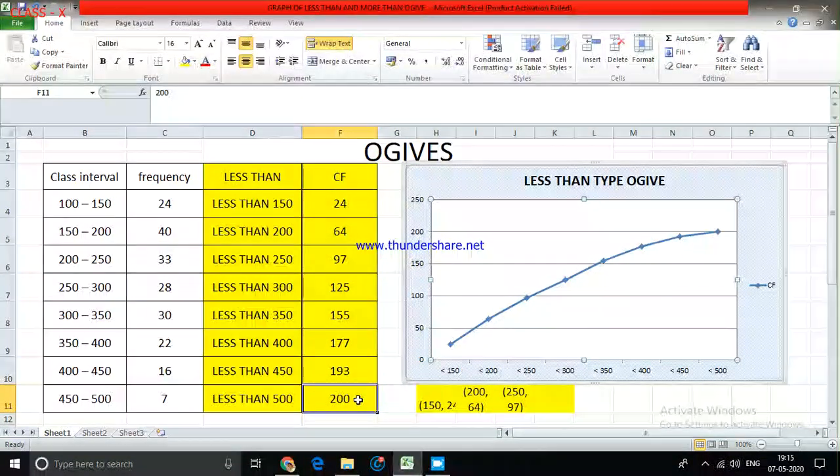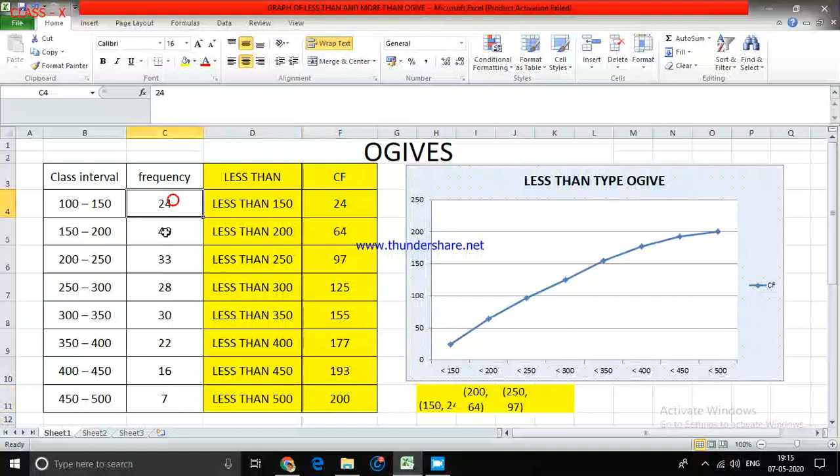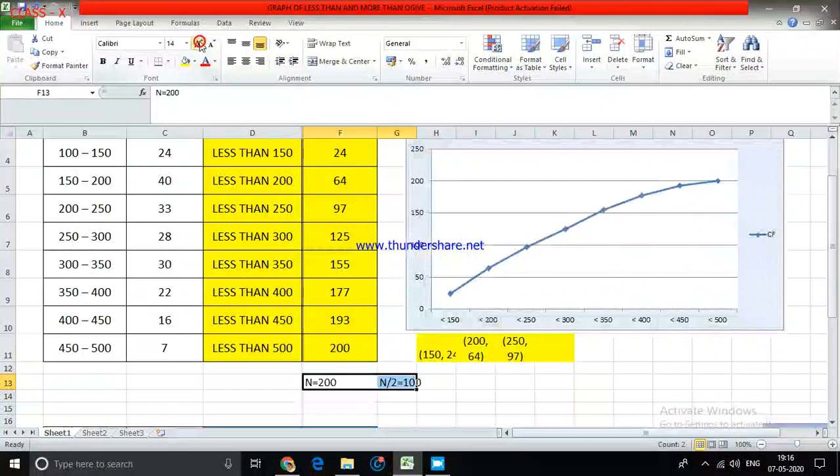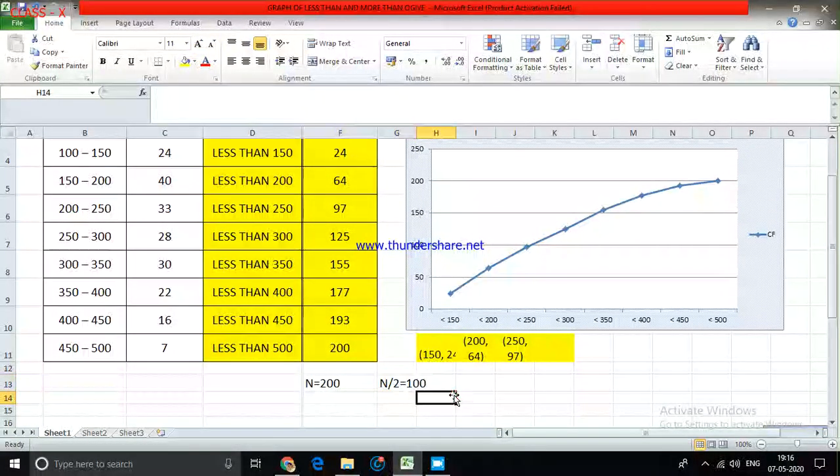Now here sum of all the frequencies, I know it will be 200. That means even if you add all these numbers, that is nothing but 200. So if it is 200, what is the corresponding n by 2 value? N is 200. Okay, if you want, I will write here. N equals 200. If you remember the median formula, you will always find n by 2. N by 2 will become 100. Okay, if you want, let me zoom this number so that you can see clearly. N is 200 and n by 2 is 100.